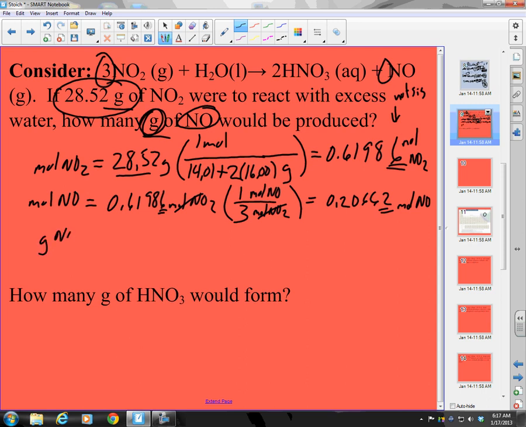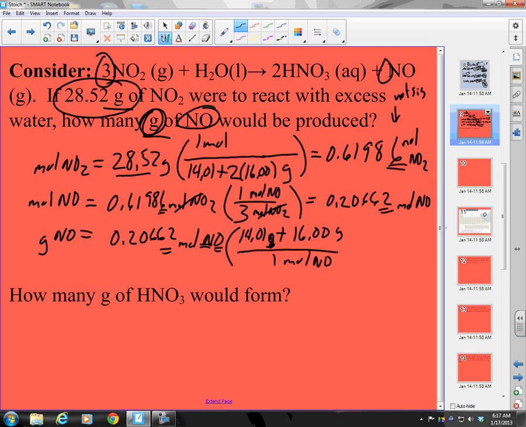So grams of NO equal what? Well, 0.20662 moles of NO times what? Grams per mole. And how many grams? Well, I have 14.01 plus 16.00. 14.01 is my molar mass of nitrogen, plus 16.00, the molar mass of oxygen, grams per 1 mole of NO.